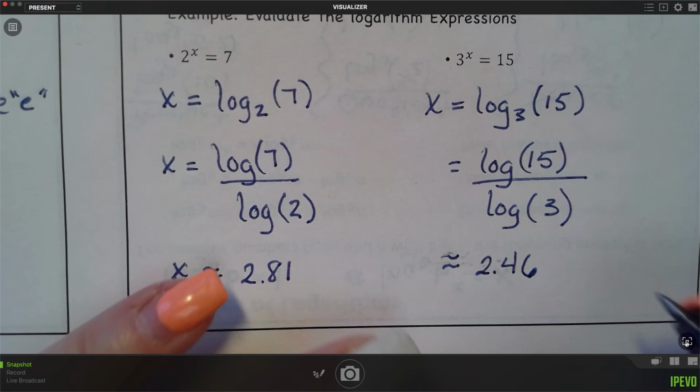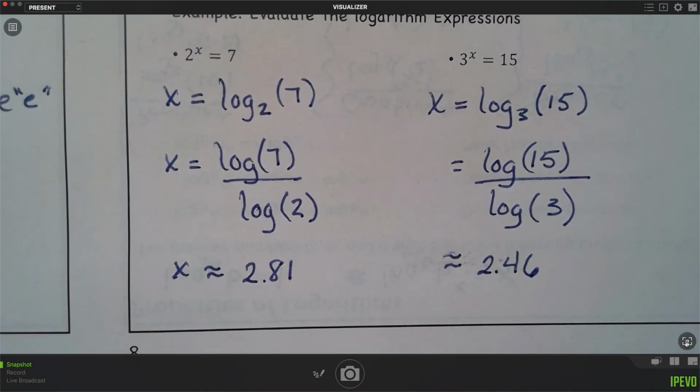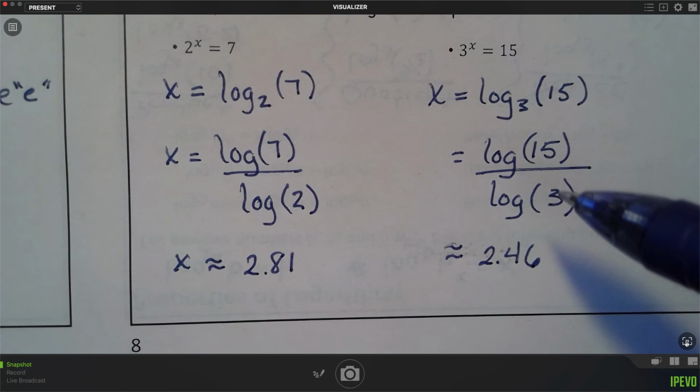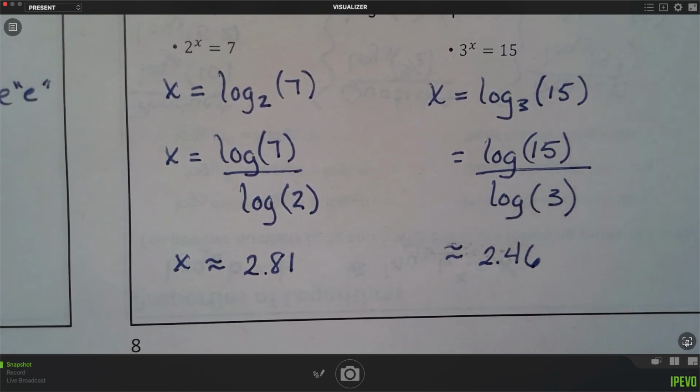Why did you just erase 3 times? What if you did one natural log and one log? No, you cannot. Okay, that's a good question, guys. You cannot have one in natural log and one in log. They have to be the same. Why? Because it doesn't work. Yeah, it does. I'll show you. It gives you a completely different answer.